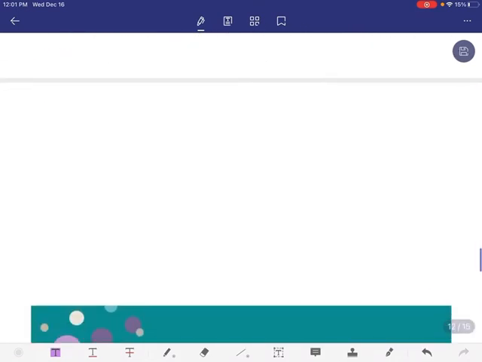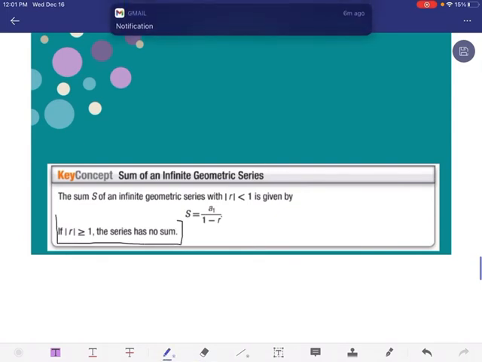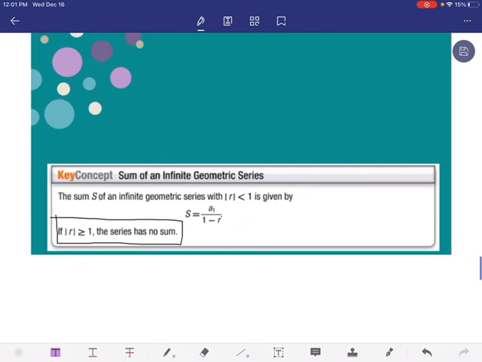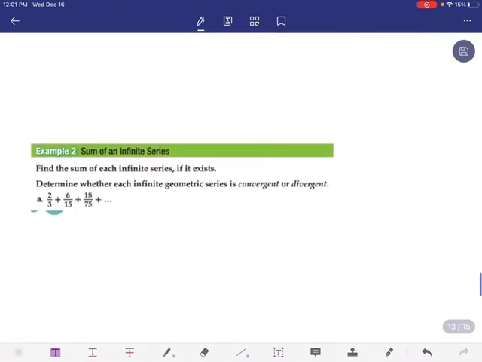Now, in general, if we have a convergent infinite series and we want to find the sum, we have a formula for that. The sum equals a sub 1 divided by 1 minus r. Notice this time we don't have a subscript for our sum because it's not a partial sum, it is the overall sum. So it's just S. And also notice that they do point out that if our r is greater than or equal to 1, the series will have no sum.